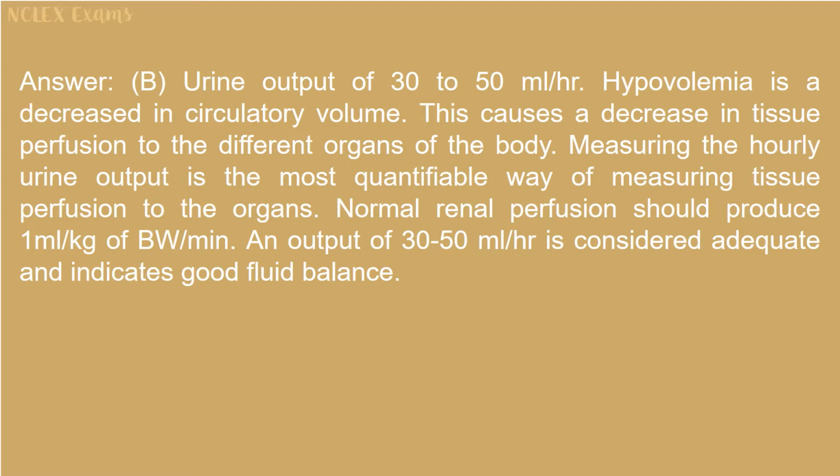Answer: B. Urine output of 30 to 50 milliliters per hour. Hypovolemia is a decrease in circulatory volume. This causes a decrease in tissue perfusion to the different organs of the body. Measuring the hourly urine output is the most quantifiable way of measuring tissue perfusion to the organs. Normal renal perfusion should produce 1 milliliter/kg of body weight per hour. An output of 30 to 50 milliliters per hour is considered adequate and indicates good fluid balance.